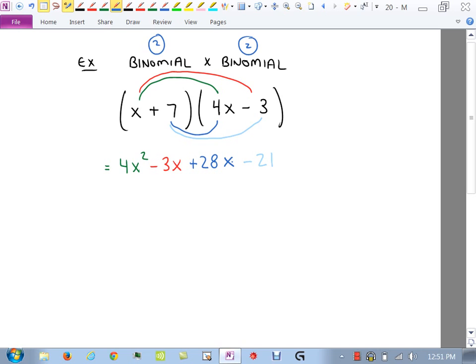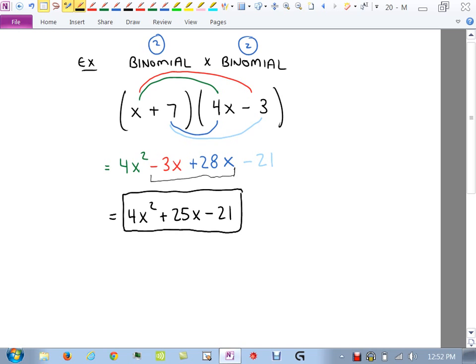However, look at the middle 2 terms. Those are like terms, aren't they? And because they're like terms, we can add them together. So the way we do like terms, addition, subtraction, is we say, okay, they both have the same variables raised to the same power. So we look at the numbers in front, the coefficients, and we put the coefficients together. So what's negative 3 plus 28? 25. So my final answer will be 4x squared plus 25x minus 21. None of those are like terms, so I box it.